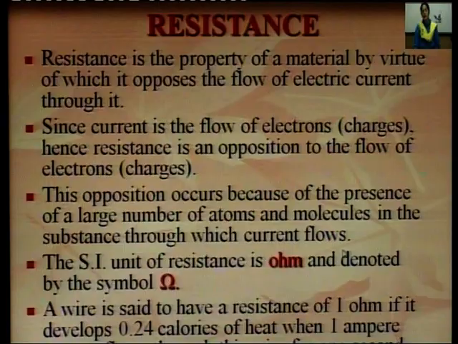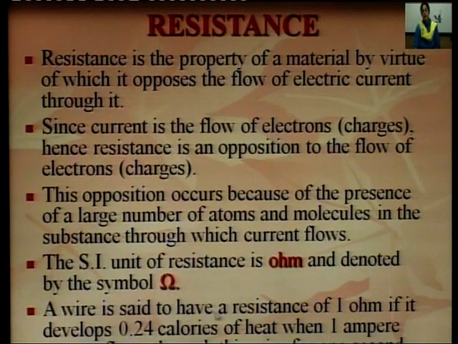So in the material, there are a large number of atoms and molecules, and the electrons have to cross them as they flow. So they oppose the motion of electrons. The opposition occurs because of a large number of atoms and molecules. The SI unit of resistance is ohm, and it is denoted by the symbol omega.